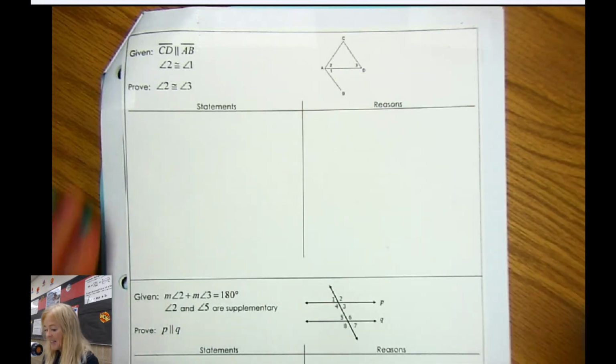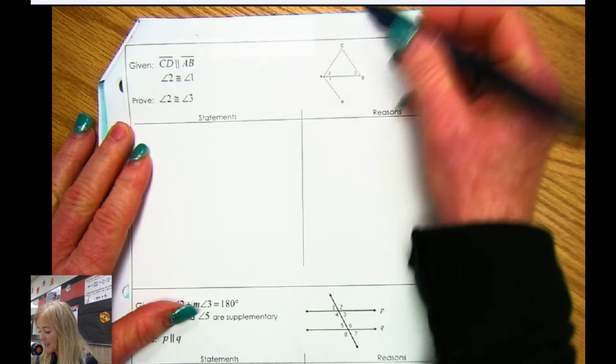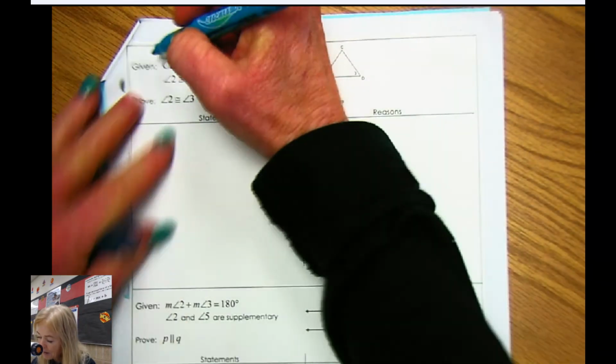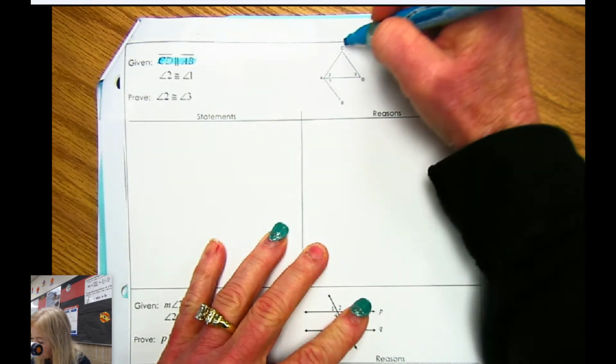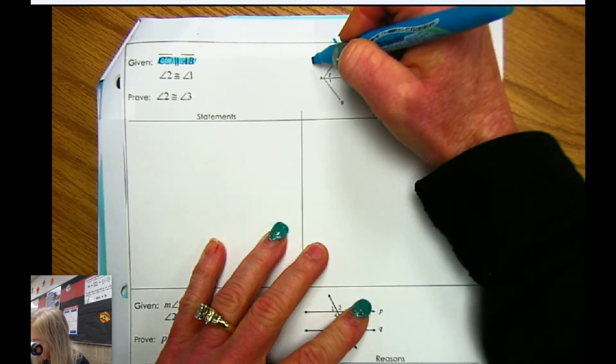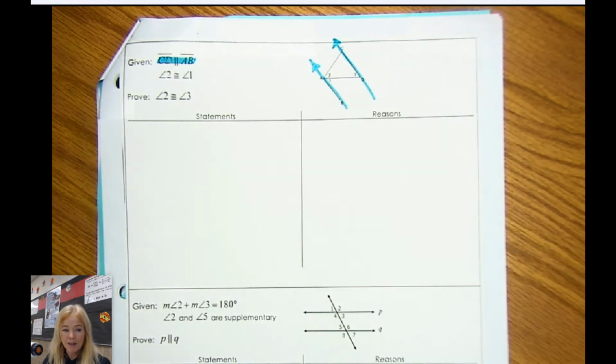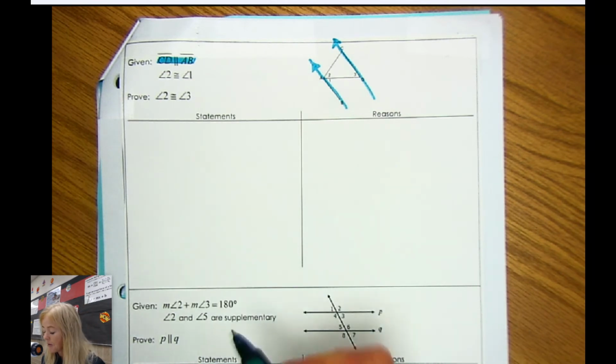All right, here we have that CD and AB are parallel. Now, my suggestion to you is when you see this statement that they're parallel, that you draw a line with an arrow, so you know those are the parallel lines, because sometimes there are several lines and it's hard to tell the difference between those that are parallel and those that are not.